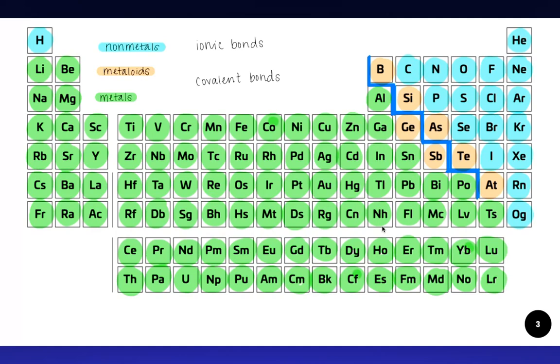Now, last time I told you how to recognize whether a bond was ionic or covalent. Remember that ionic bonds are formed between a metal and a nonmetal, right? And then covalent bonds are formed between two nonmetals. So nonmetals only in covalent bonds. That's the first way to determine whether you have an ionic or covalent bond.